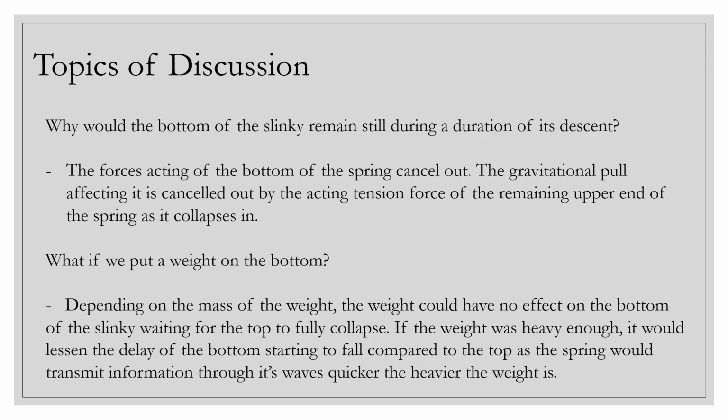The discussion would be why the bottom of the slinky would remain still during the duration of its descent until the top reaches the bottom of it. It would be that the forces acting on the bottom of the spring could cancel out with the gravitational pull affecting it due to the tension force of the remaining upper end of the spring as it's collapsing in.